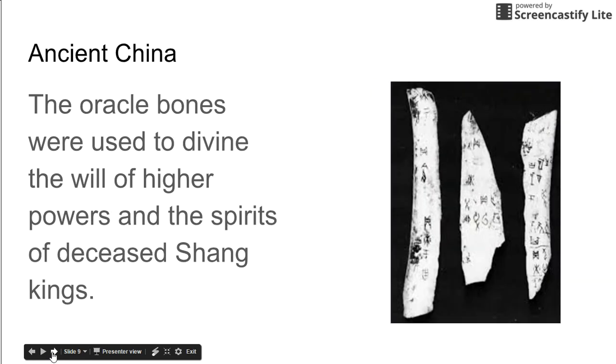The oracle bones were used to divine the will of higher powers and the spirits of deceased Shang kings. So these oracle bones, besides being a writing medium, were used to predict the future.